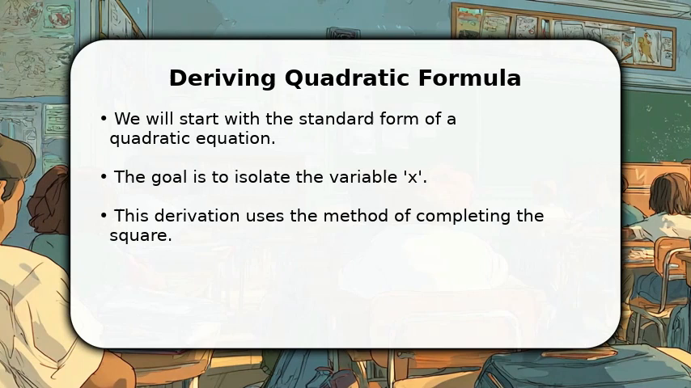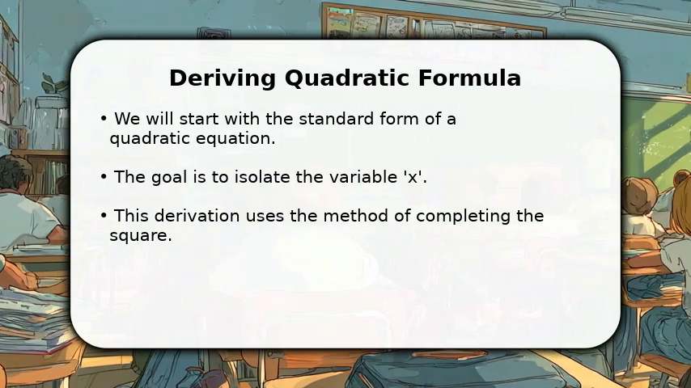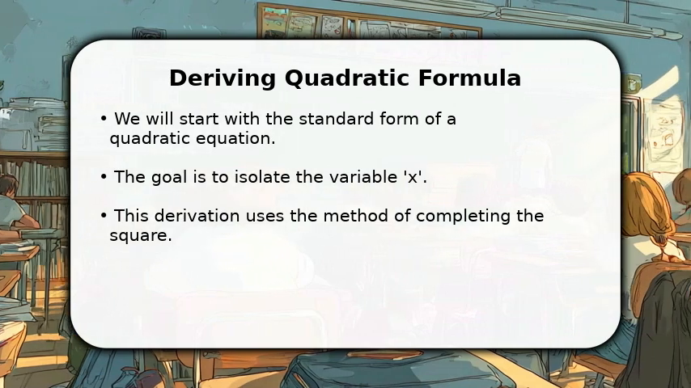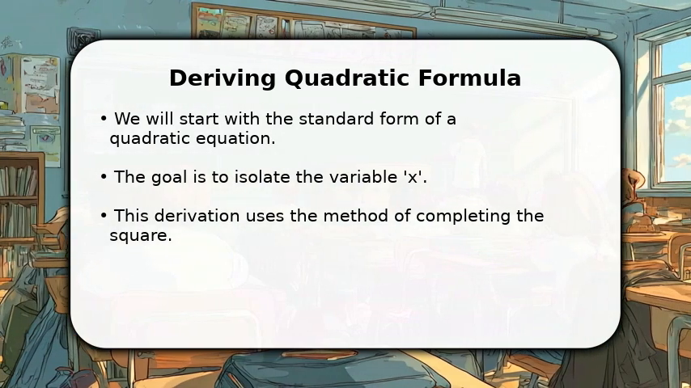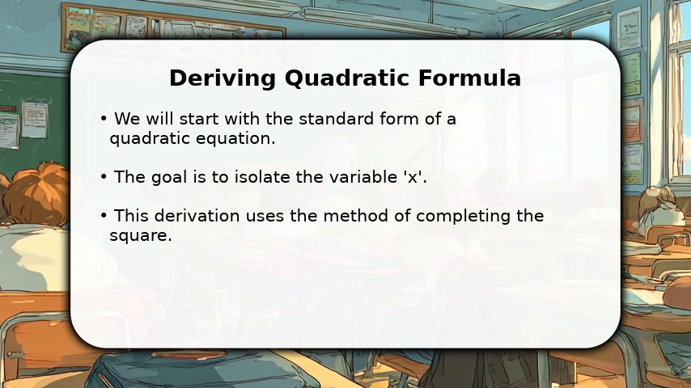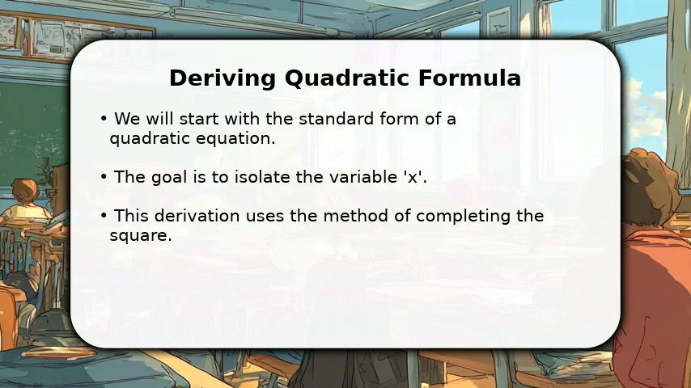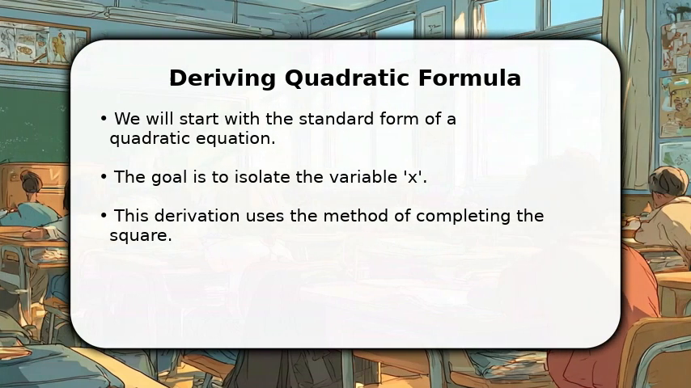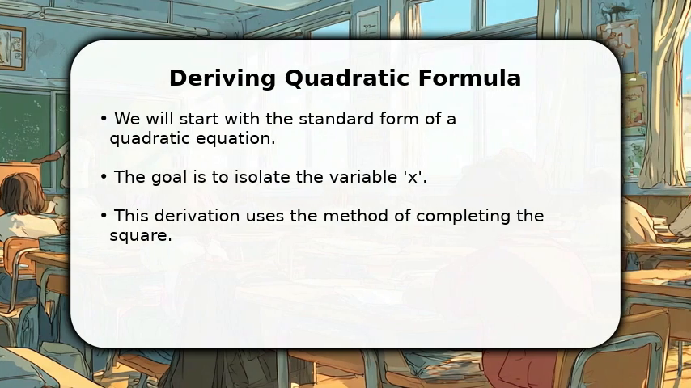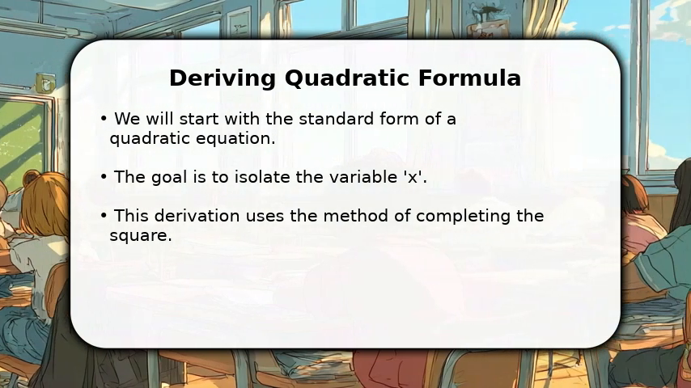In this video, I will explain how to derive the quadratic equation. We'll begin by setting up the standard form of a quadratic equation, which is ax squared plus bx plus c equals 0. Our primary objective is to isolate the variable x on one side of the equation. This entire derivation relies on the powerful algebraic technique known as completing the square, a fundamental skill in algebra.